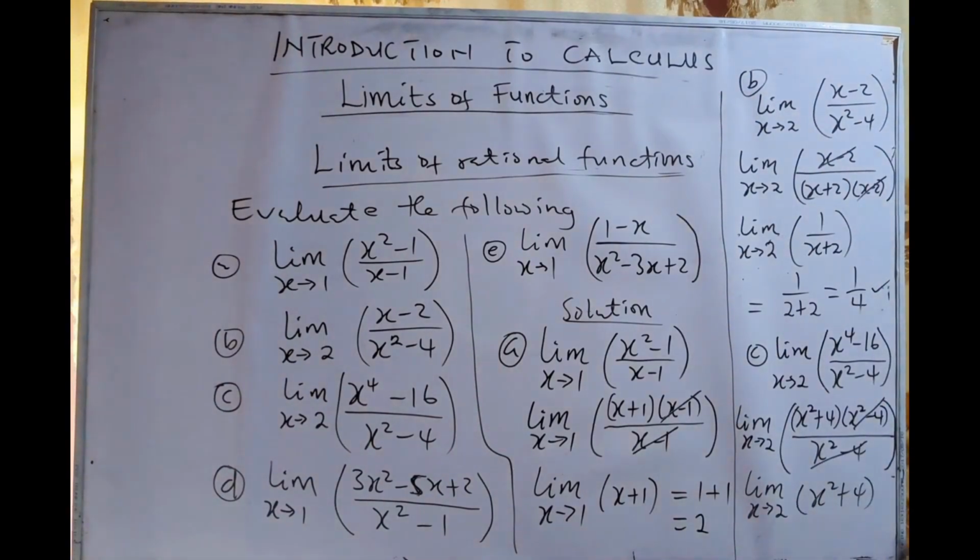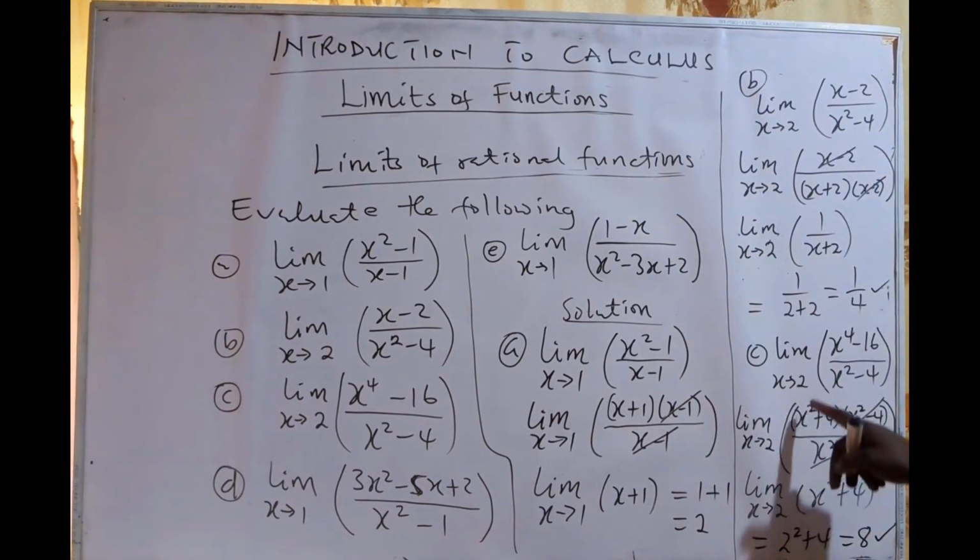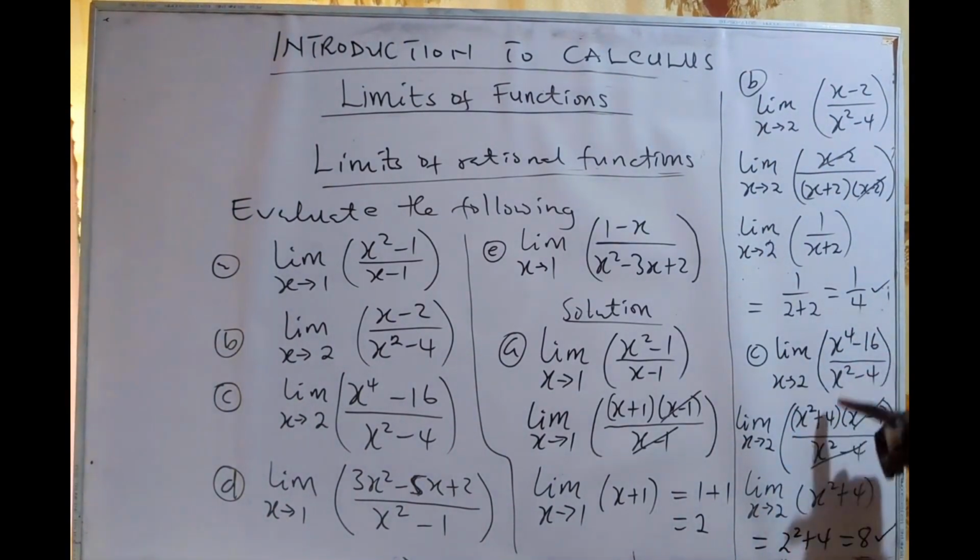And that will give me what? I'll substitute 2, so I'll have 2 squared plus 4. What is 2 squared? That is 4. 4 plus 4 will give me 8. Okay, so the limit of the function (s exponent 4 minus 16) all divided by (s squared minus 4) is equal to 8. Let's continue with the rest.